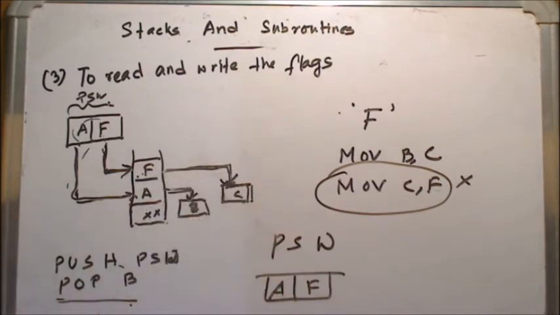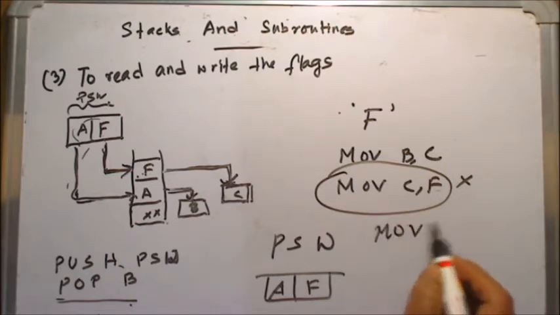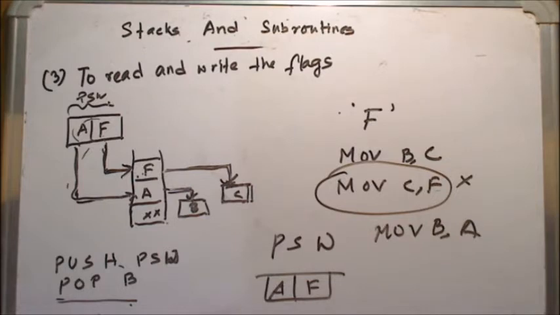Now B getting the value of A, you can also do by simply move B comma A. It is very simple. If I tell you to copy the data of the accumulator into register B, you can simply write move B comma A. But if I tell you to copy the data of the flag register into C, it is impossible.